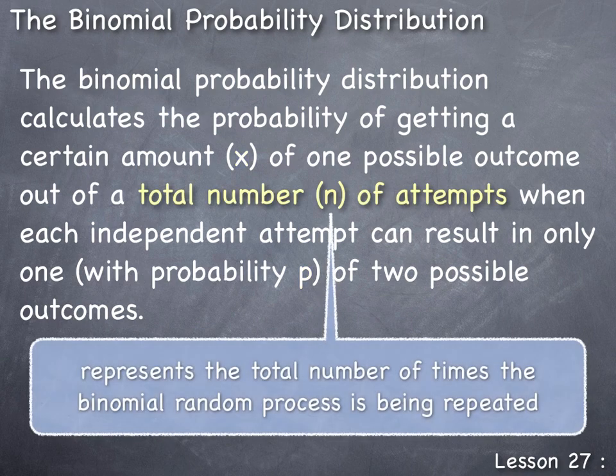First, n. N represents the total number of times the binomial random process is being repeated. So even though the binomial random process can result in only one of two possible outcomes, overall, this random process is repeated several times. That is, when you toss a coin, the coin is tossed more than once. Or when you place a bet, you make that bet more than one time. Or when a child is born in a family, we could have more than one child. So n represents the total number of attempts.